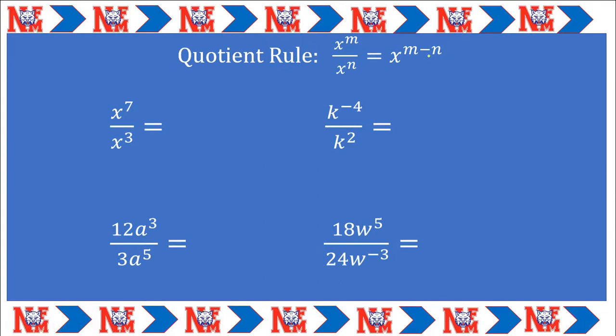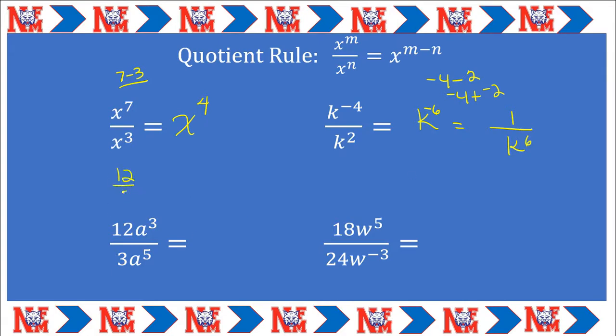Okay, the last one, quotient rule. We're going to go from 2 factors to 1 factor by subtracting the top exponent minus the bottom. So here we have x to the 4th, 7 minus 3. Here we have a factor of k, and it's -4 minus 2, which is the same as -4 plus -2. So I have an exponent of -6. We're going to reciprocate, and we're good to go.